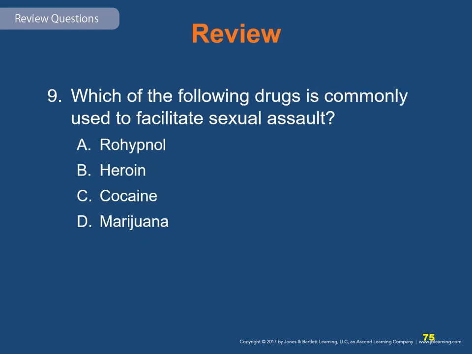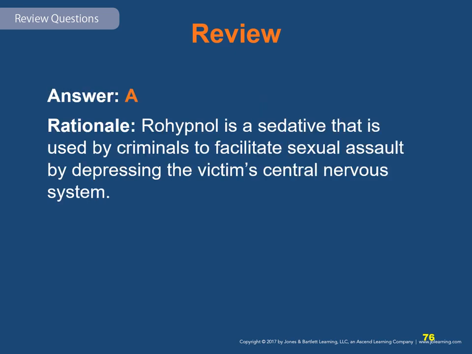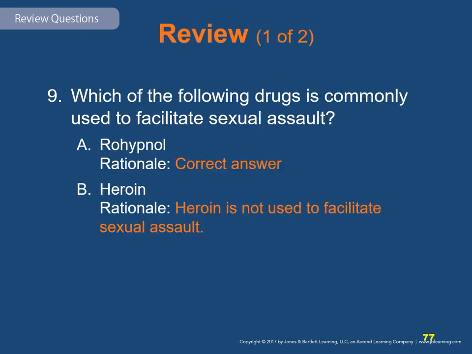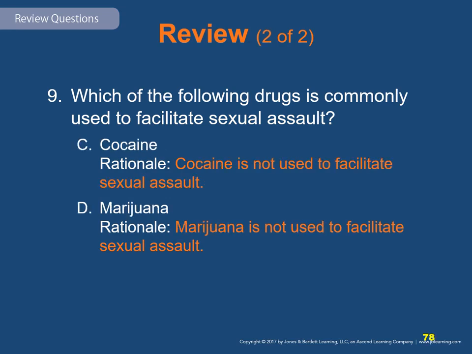Which of the following drugs is commonly used to facilitate sexual assault? A. Rapidol, B. Heroin, C. Cocaine, D. Marijuana. The correct answer is A. Rapidol is a sedative that is used by criminals to facilitate sexual assault by depressing the victim's central nervous system. Heroin is not used to facilitate sexual assault. The same goes for cocaine and marijuana.